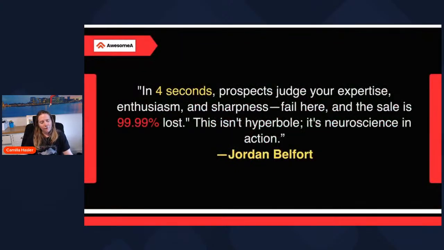So in 4 seconds, prospects will judge your expertise, your enthusiasm, and your sharpness. If you fail here, then the sale will ultimately be 99% lost. This isn't about hyperbole, it's about neuroscience in action.